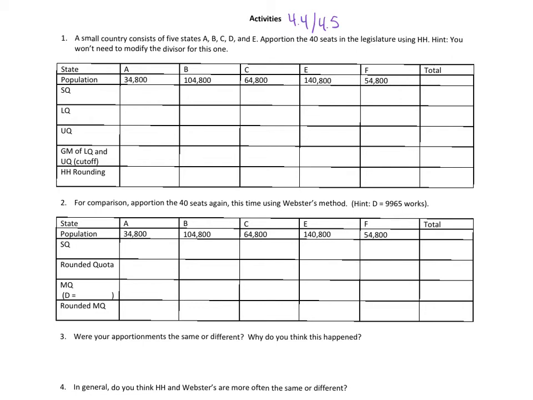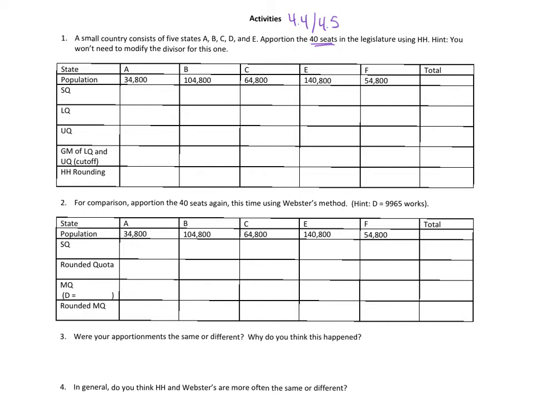These are the lesson activities for Math 117 for sections 4.4 and 4.5, which are on Webster's method and the Huntington-Hill method of apportionment. Okay, number 1, a small country consists of 5 states, A, B, C, D, and E. We're going to apportion 40 seats in the legislature using Huntington-Hill. You will not need a modified divisor for this one, so that makes this pretty straightforward.